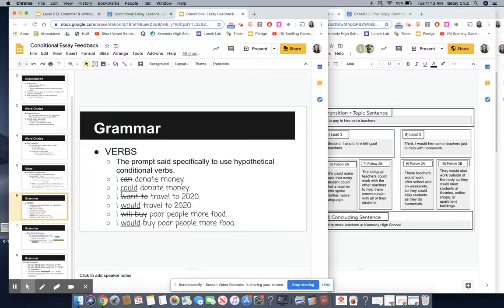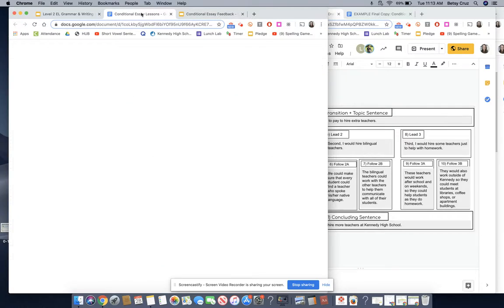I want to travel to 2020. No, I would travel to 2020. If you have will, change it to would. I will buy poor people more food. No, I would buy poor people more food. That's because we're using this grammar to show that this is not actually happening. You don't really have a time machine or $1 million. So you will not travel in time. You will not give away money. It's would or could.